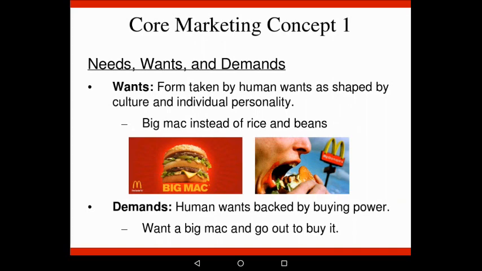And then the last one, of course, is a demand. A demand is a human want backed by buying power. In other words, I don't just want a Big Mac, but I also have the money, and I'm going to go and buy it. I'm going to stand in front of the cashier at McDonald's and say, please give me a Big Mac, here's the money. You're demanding the Big Mac. Not in a negative or ugly way. It's just from a marketing perspective, that's what a demand is. So we have needs, hunger. Want, I want a Big Mac to supply my hunger. Demand, I go with the money, my buying power, and I go to McDonald's and I say, please give me the Big Mac.